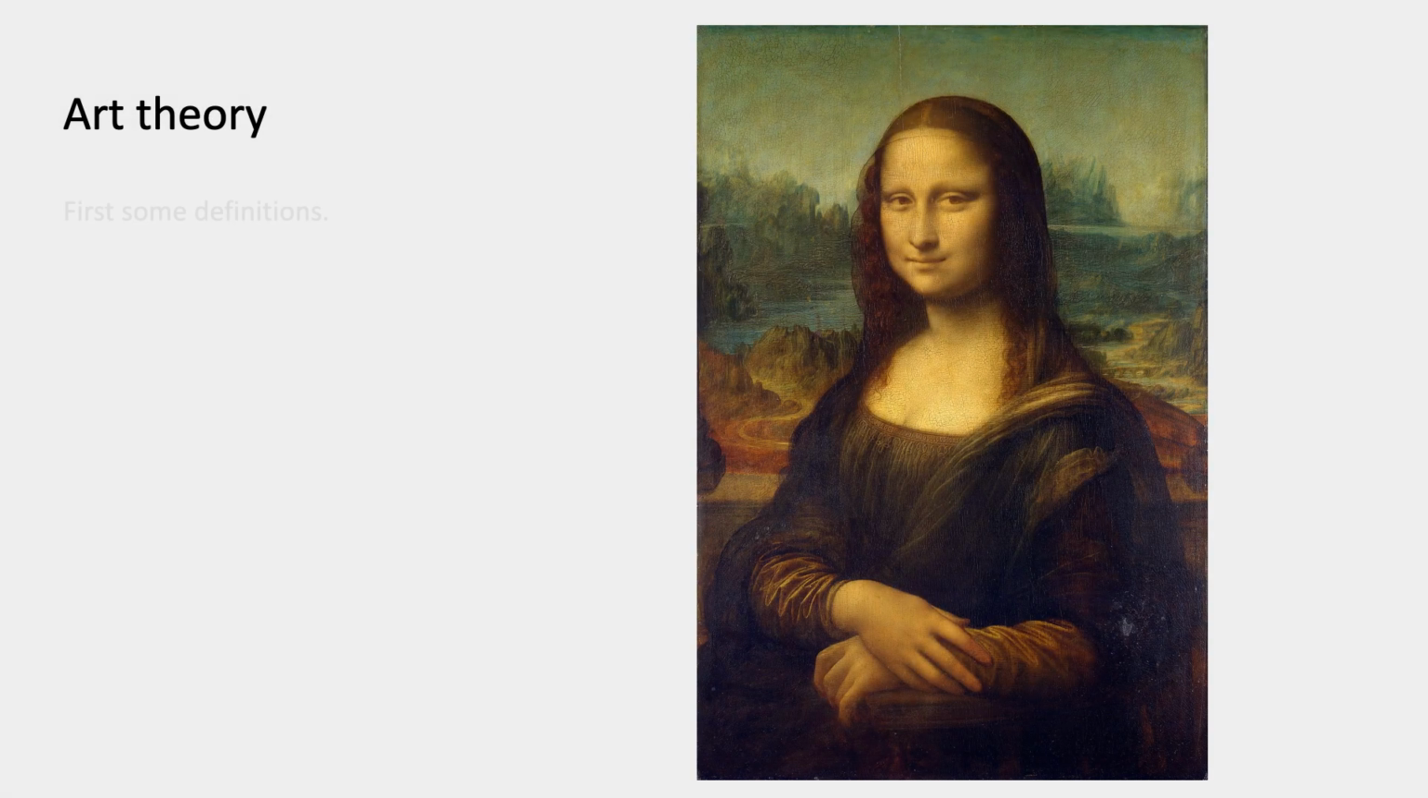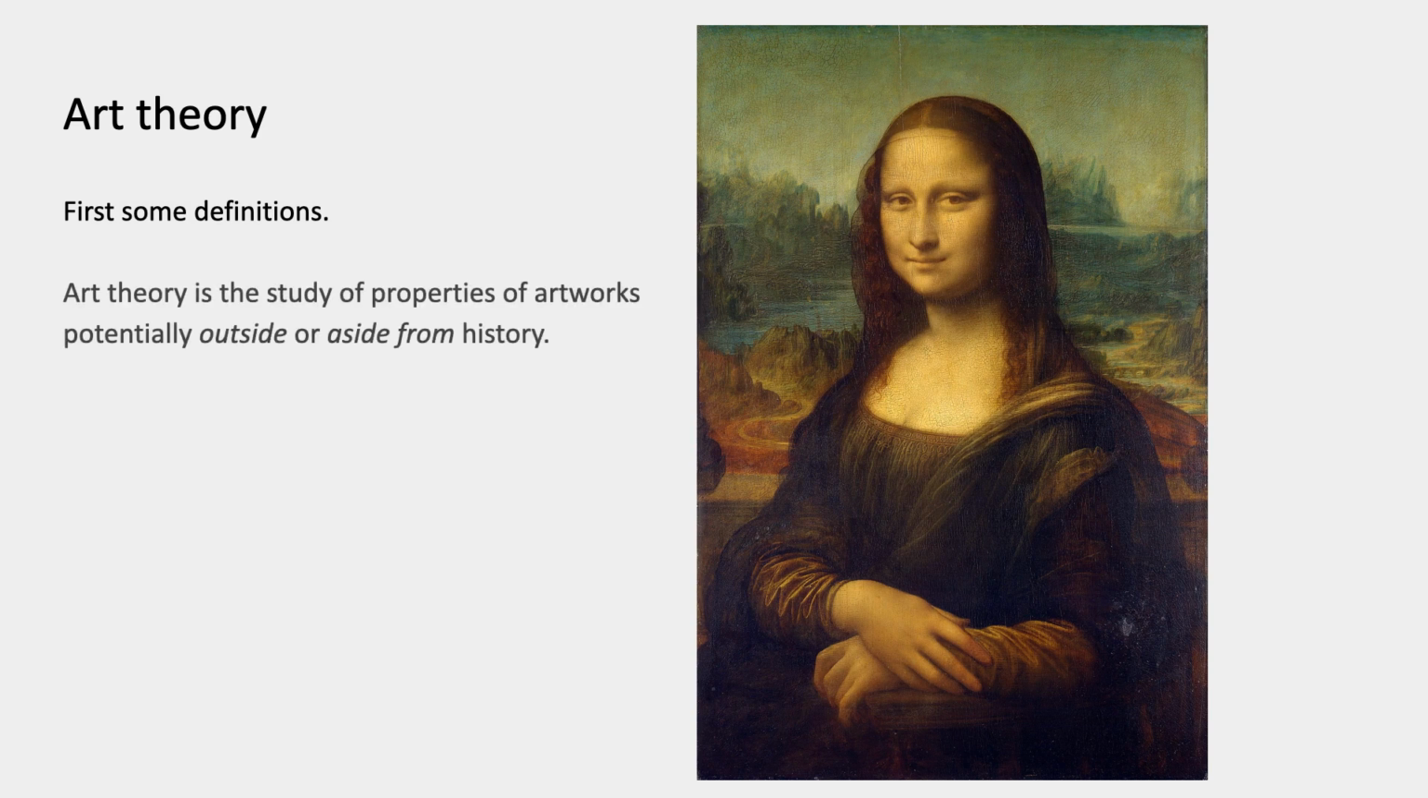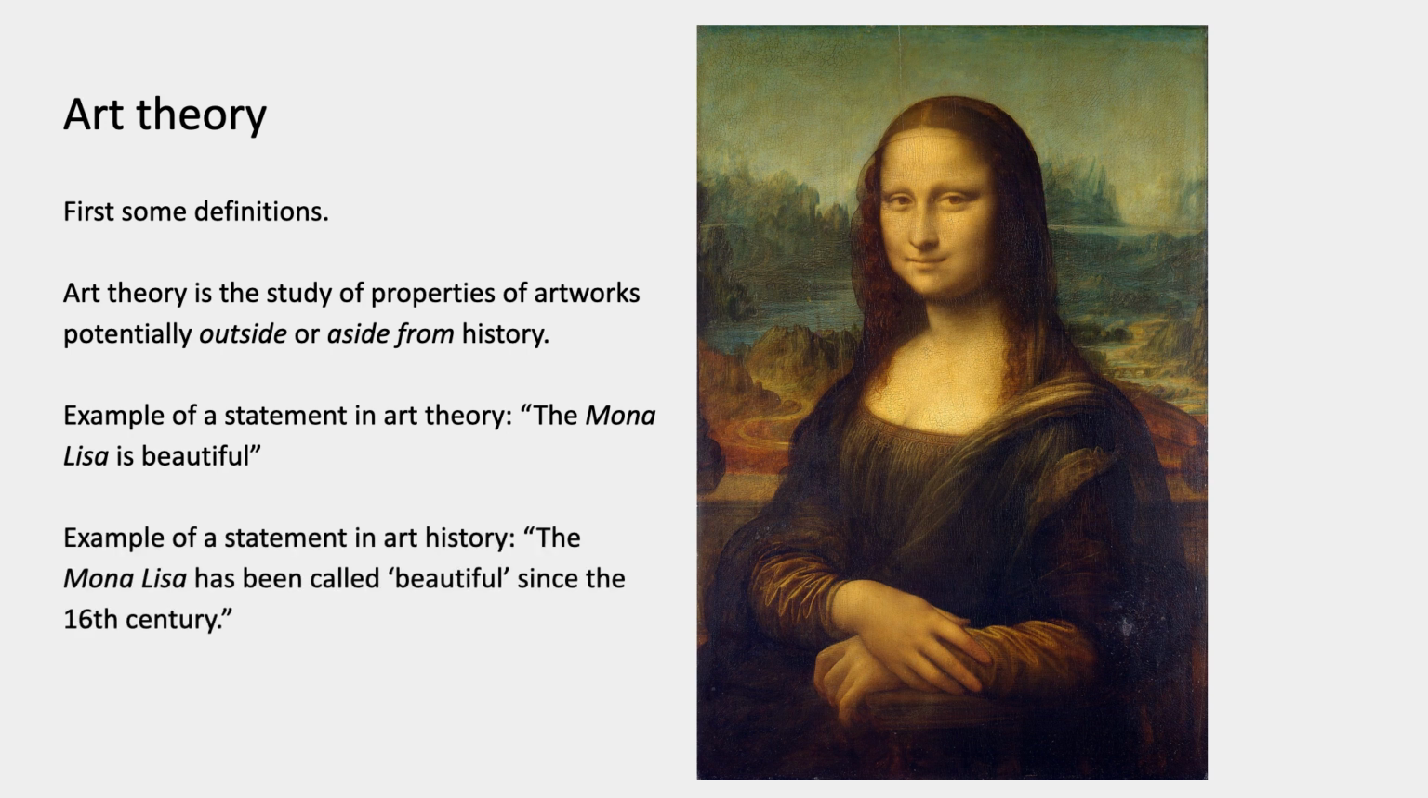So some basic distinctions between art history, art theory, and art criticism. First of all, regarding art theory, you can define art theory as the study of properties of artworks outside or aside from history. So an example of a statement in art theory would be, the Mona Lisa is beautiful. There's no history in that, it's just a statement. An example of a statement in art history would be, the Mona Lisa has been called beautiful since the 16th century. That's a statement which is qualified by an historical context, whereas the art theory takes place outside of history, apart from history somehow.